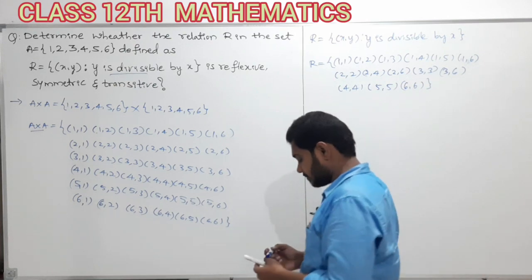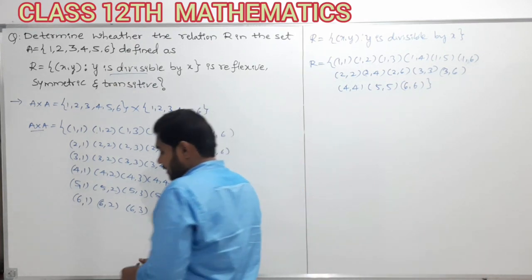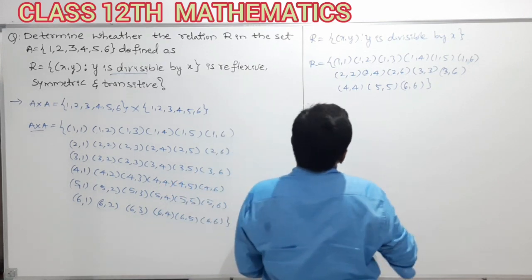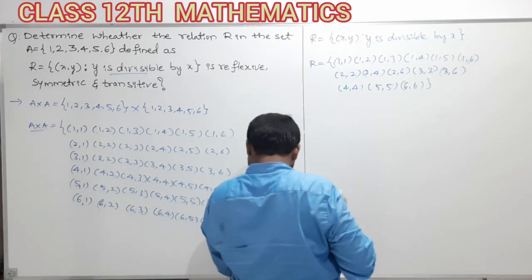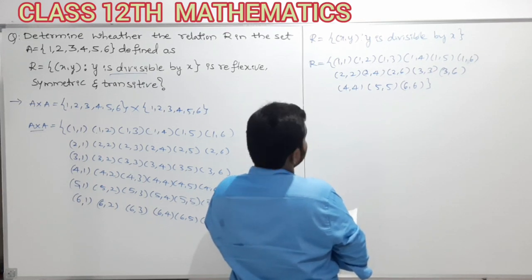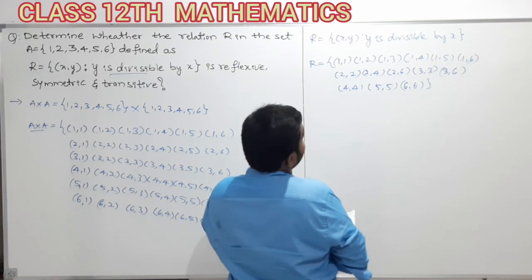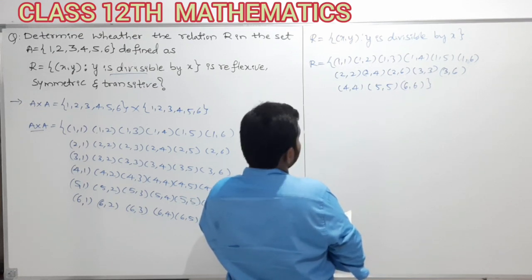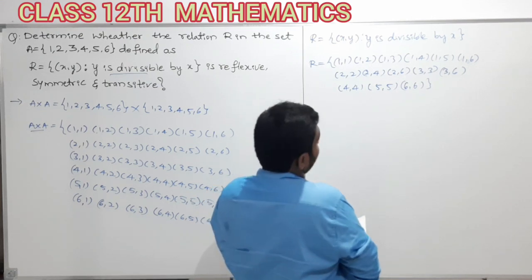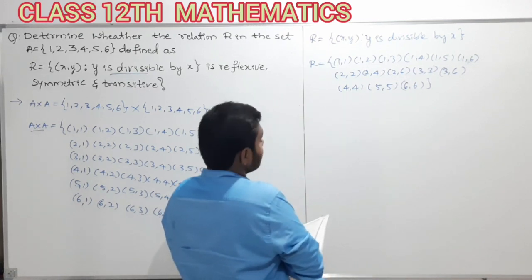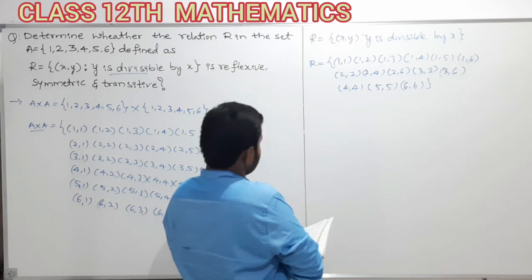So next, my dear students, I'll just recall whether the elements are right or not. I'll check them off. (1, 1) is there, (2, 2) is there, (3, 3) is there, (4, 4) is there, (5, 5) is there, (6, 6) is there. (1, 2) is there, (1, 3) is there, (1, 4) is there, (1, 5), (1, 6) is there, and next (2, 4) is there, (2, 6) is there, (3, 6) is there.